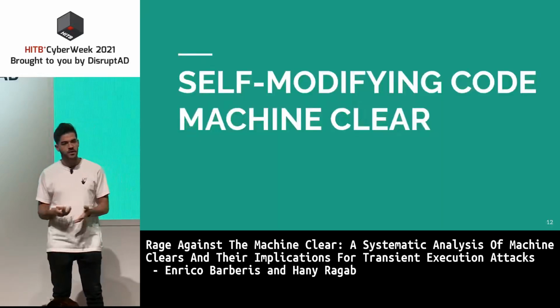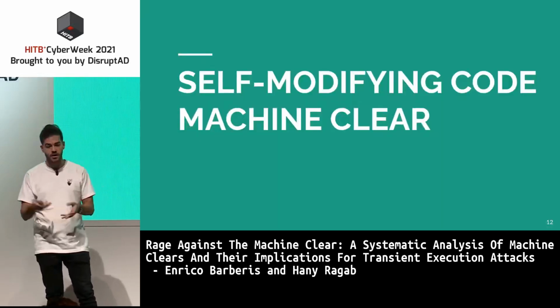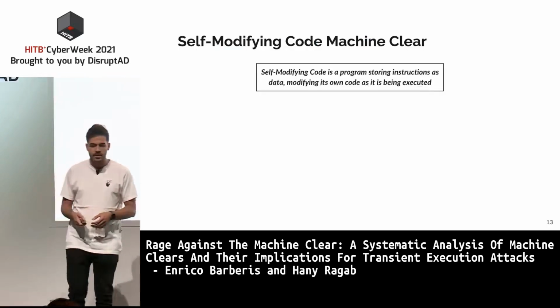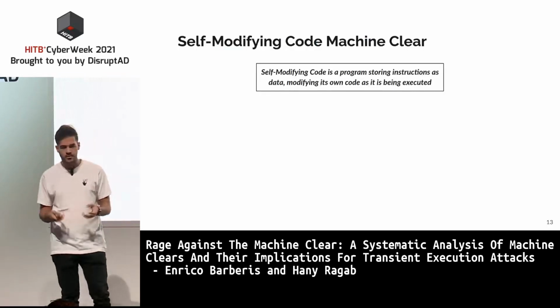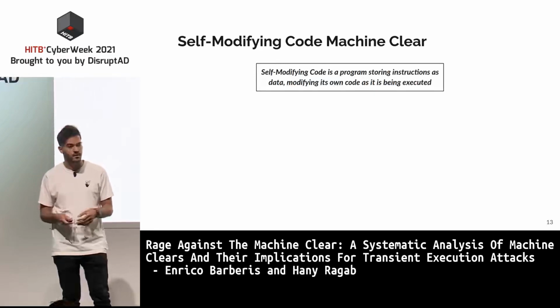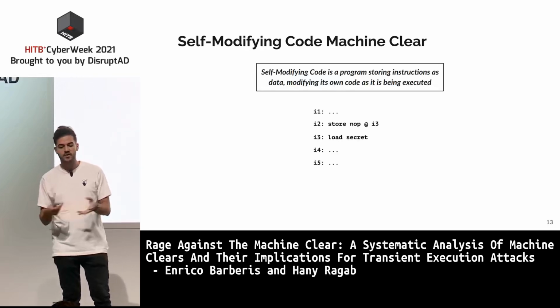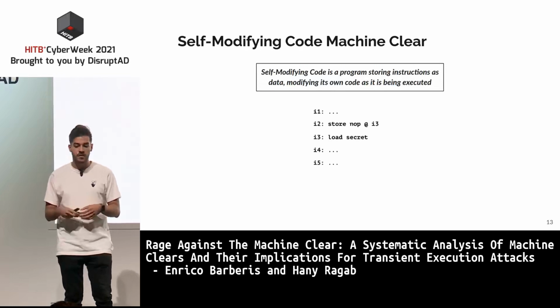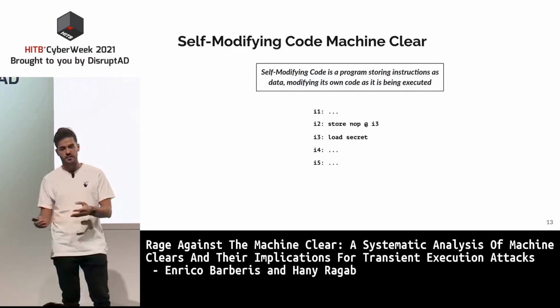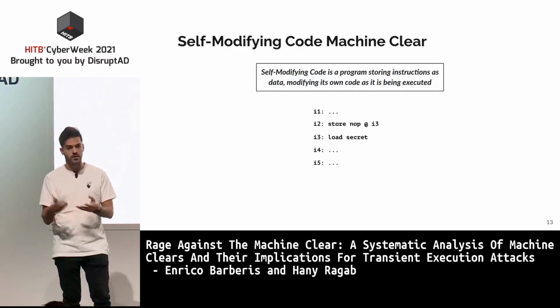So the first type of machine clear that we are going to look at is self-modifying code machine clear. A self-modifying code is a program storing instructions as data, modifying its own code while it's being executed. Let's take a look at this snippet of code where we have two instructions. The first instruction is modifying the following instruction, changing it from a load secret to a no operation.